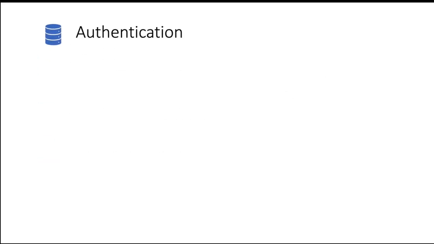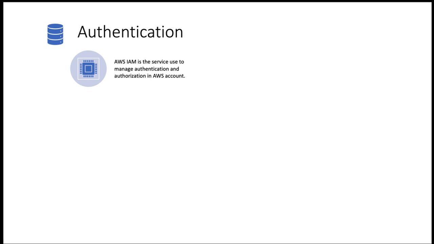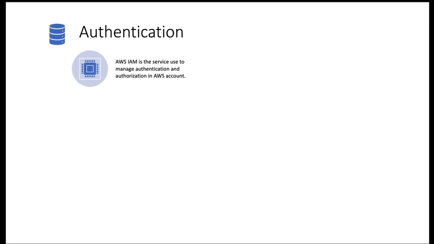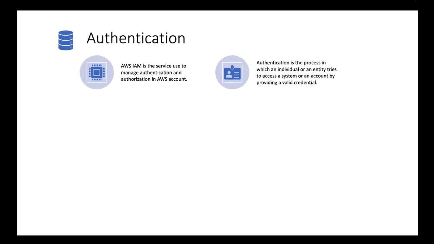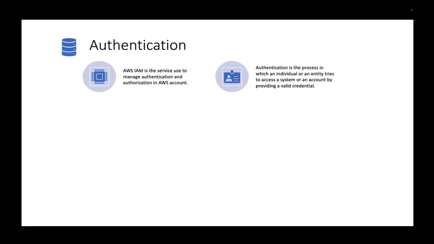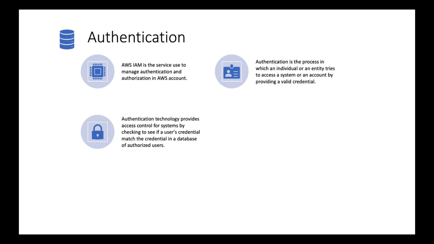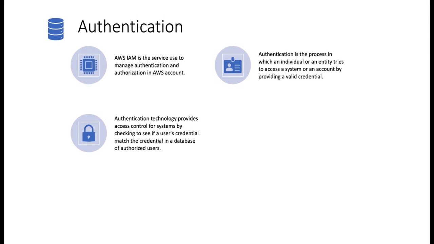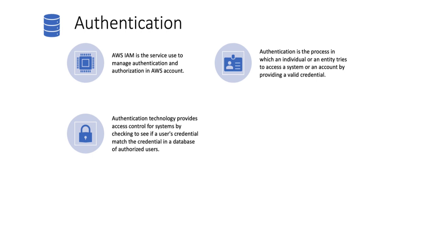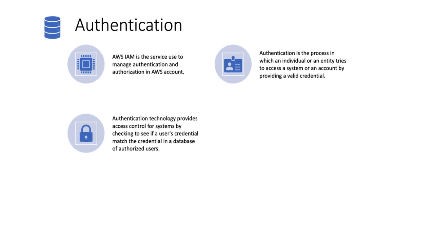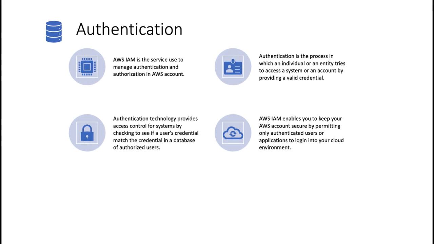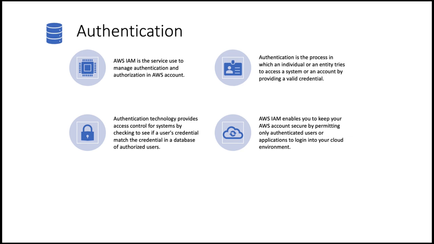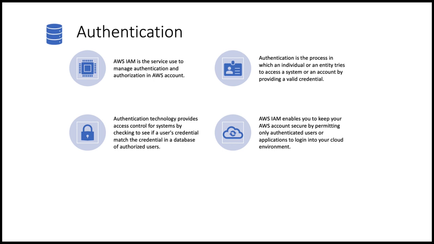Authentication. AWS IAM is the service used to manage authentication and authorization in AWS accounts. Authentication is the process in which an individual or an entity tries to access a system or an account by providing a valid credential. Authentication technology provides access control for systems by checking to see if a user's credential matches the credential in a database of authorized users. AWS IAM enables you to keep your AWS account secure by permitting only authenticated users or applications to log in to your AWS cloud environment.